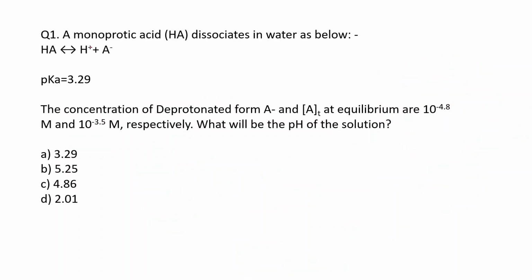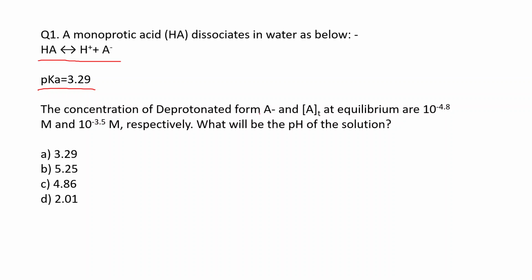So let's solve some questions now. A monoprotic acid HA dissociates in water as below: HA ⇌ H+ + A-, as we have seen in the earlier slide. Now the pK value comes out to be 3.29.